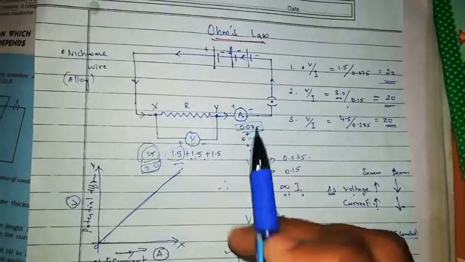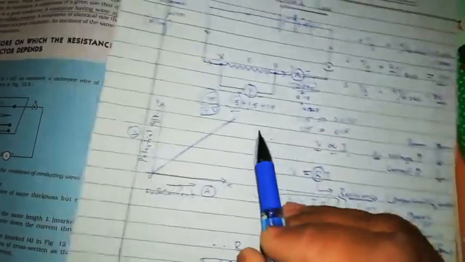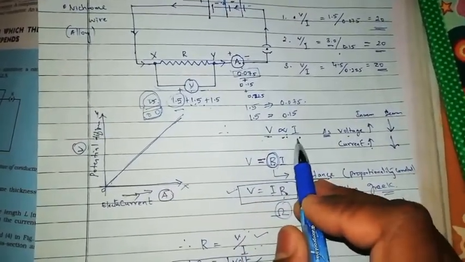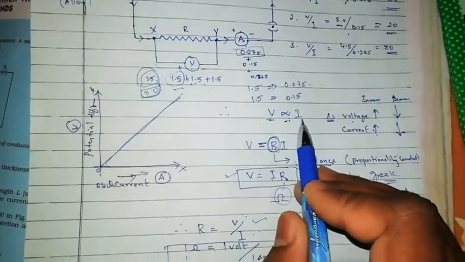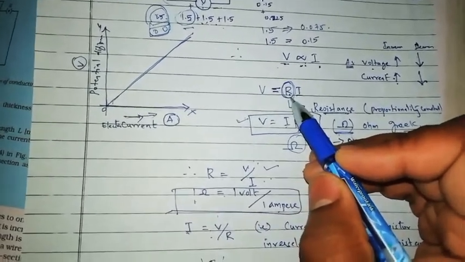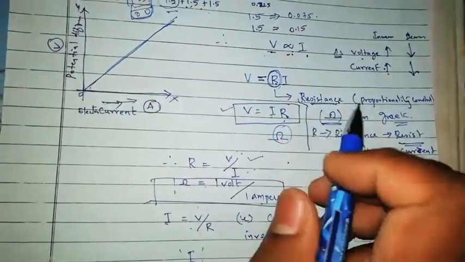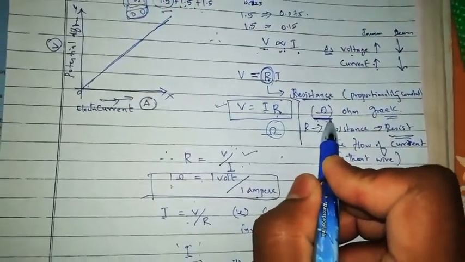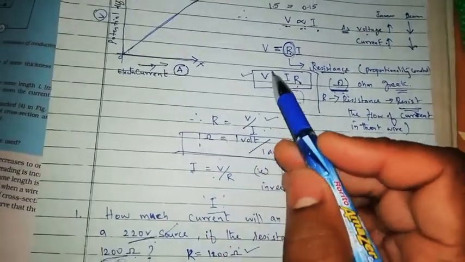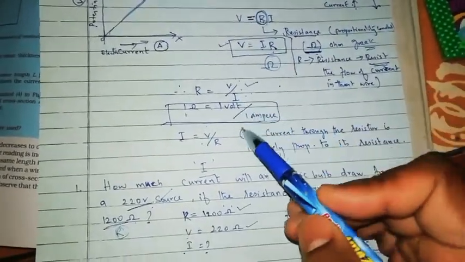Okay, I want to summarize what we learned today. Today we learned Ohm's law, and for that we did an activity, and through that activity we learned that whenever there is an increase in voltage, the current will also increase. That means V is directly proportional to I. To remove this proportionality sign and make it an equal-to sign, we put R here, and R is the proportionality constant. R represents resistance, and its unit is ohm, which can be written as Ω.